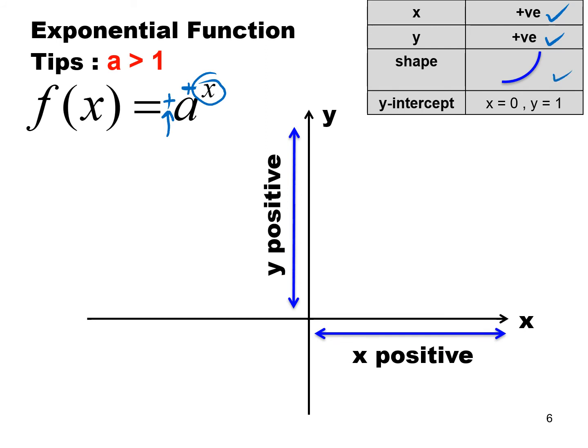From here, this graph has its y-intercept when x is 0. You just substitute x equals 0: y equals a to the power 0, which is 1, so the intercept is at 1. So the shape of the graph, when x is positive and y is positive, is like that. This is the graph of the exponential function.